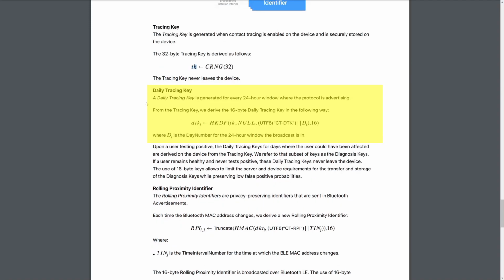Now the daily tracing key. A daily tracing key is generated for every 24-hour window where the protocol is advertising. From the tracing key, we derive a 16-byte tracing key in the following way. It uses the HKDF algorithm where we're given the original tracing key and the UTF-8 of CTDTK concatenated with DI, where DI is the day number for the 24-hour window the broadcast is in.